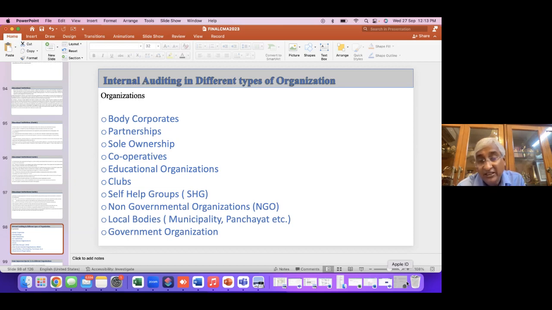As I just mentioned, the school or college may be governed by a trust. Maybe it's a government institution. Maybe it's a private school. Maybe it's a jointly private and government funded school. So like that, this depends on certain specific points. Now here also, if you see the slide, the different types of organization. So organization type wise also, there are different audit checkpoints.